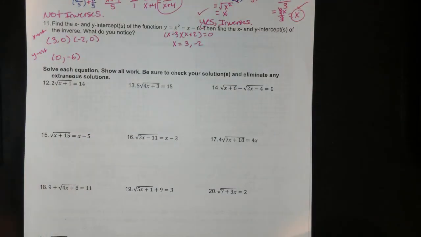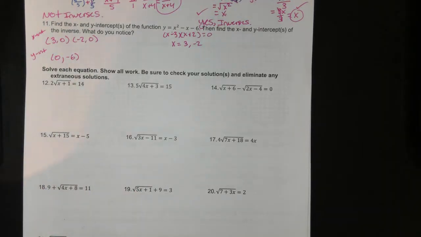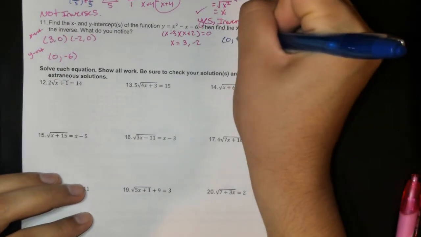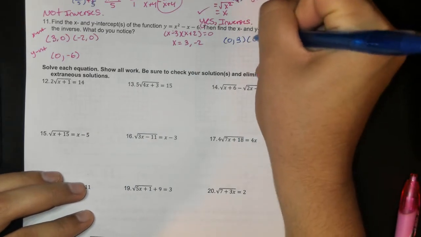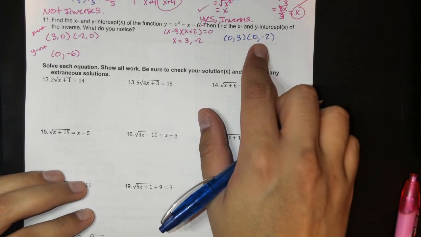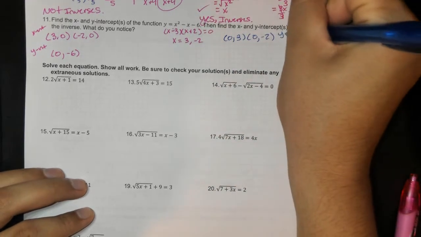Now for the inverse, for inverses, it's just the x and y being switched. So if we switch these, we get 0, 3 and 0, negative 2. If these are going to be points on the inverse, they both start with 0. These are going to be the y-intercepts of the inverse.